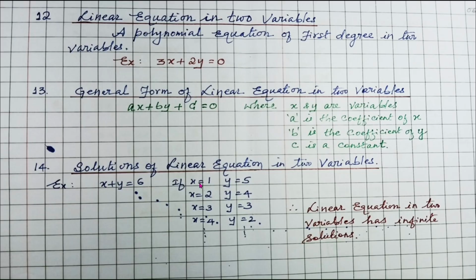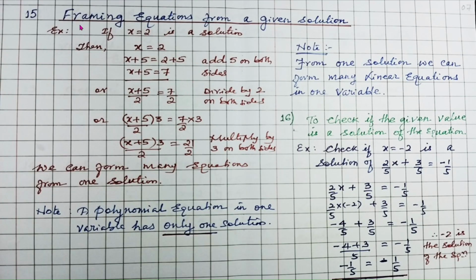Now you find that for different values of x we have got different values of y, there are innumerable, that means there are infinite solutions. The infinite values of x and y satisfy this equation, make LHS equal to RHS, and therefore remember the solutions of linear equations in two variables are infinite, or the linear equation in two variables has infinite solutions. The first important point to be discussed is framing equations from a given solution.